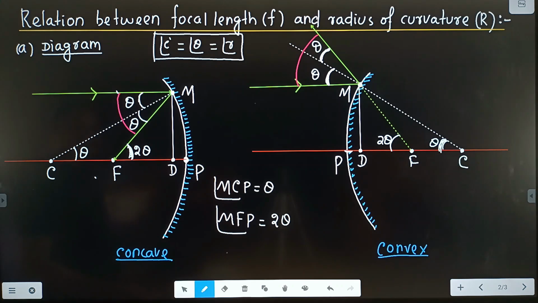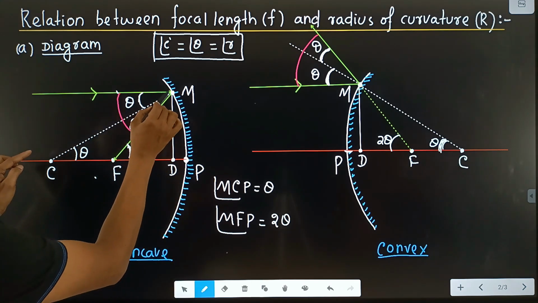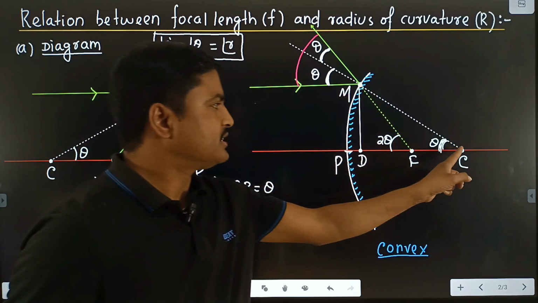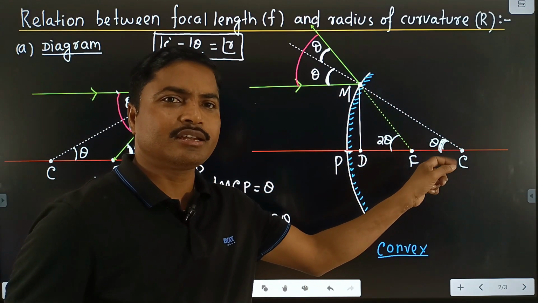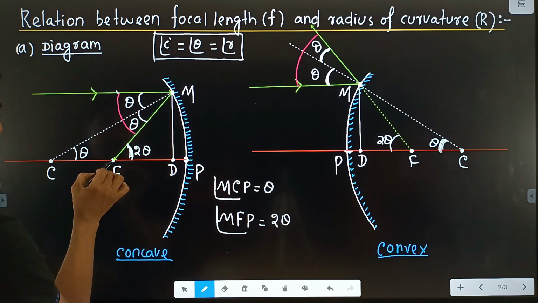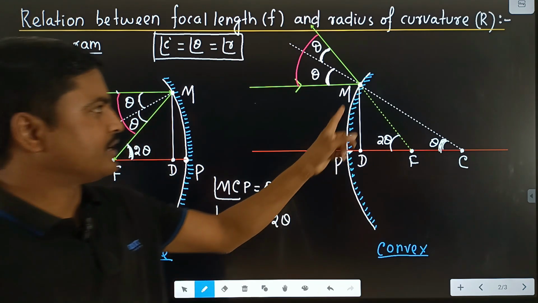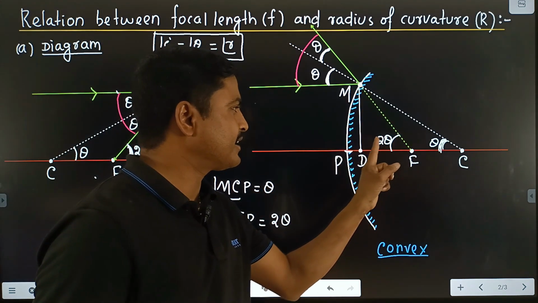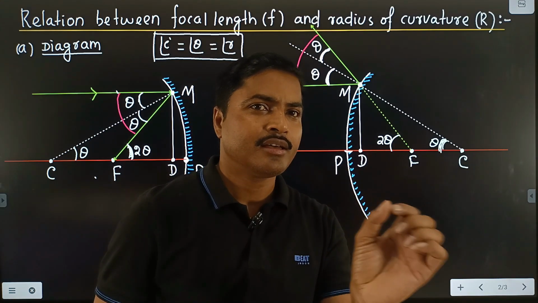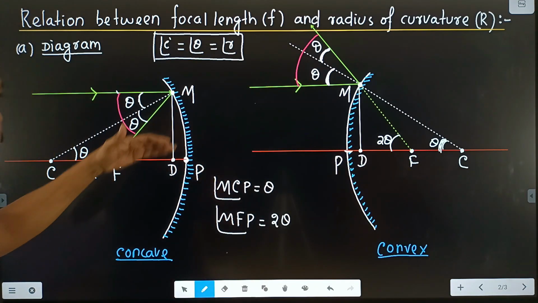And look at the figure. Here 2 triangles are there. One is triangle MCD, where the angle is theta. Another right angle triangle is triangle MFD, where the angle is 2 theta. And we calculate tan theta and tan 2 theta from these 2 triangles.